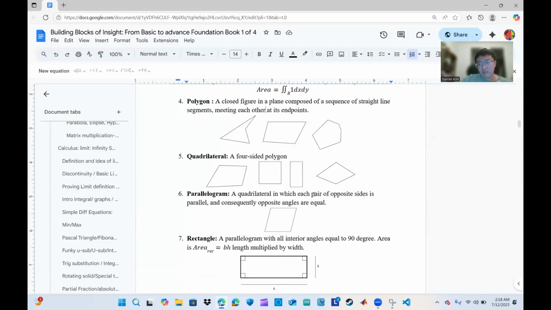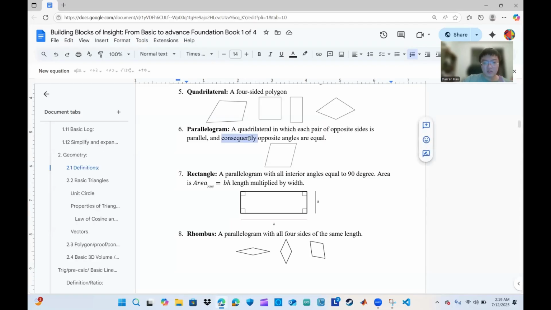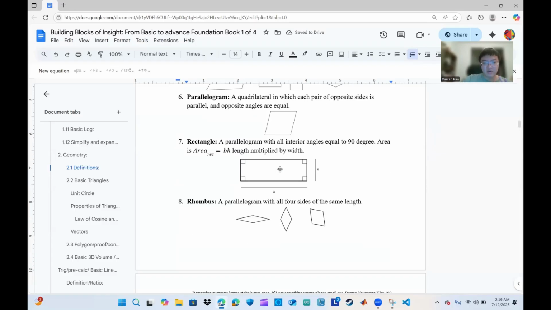Anyway, quadrilateral, a four-sided polygon, very simple, very easy. A parallelogram is a quadrilateral in which each pair of opposite sides is parallel, and opposite angles are equal. Yes, I like that better.